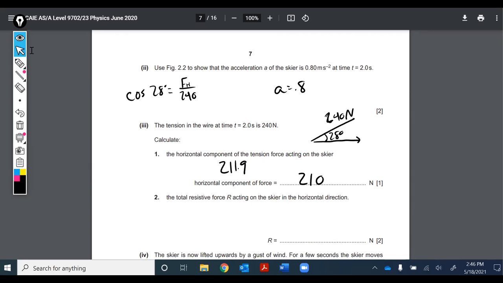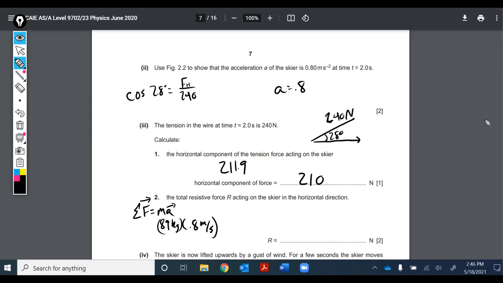The total resistive force acting on the skier in the horizontal direction. So here, the sum of the forces equals mass times acceleration, and we know that it was an 89 kilogram skier accelerating at 0.8. You can solve the right side of this by just multiplying. If something's accelerating with mass, the product of those two things gives the net force, the resultant force. Remember, things don't accelerate unless there is a resultant force. There has to be a net force in some direction. Whatever direction the net force is in, that's the direction of acceleration.